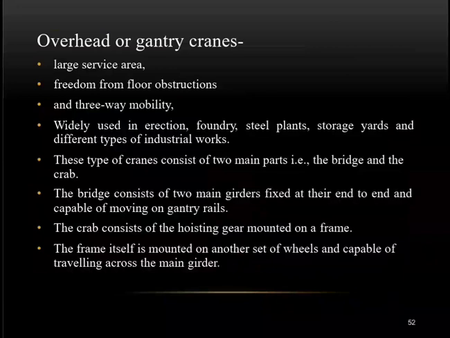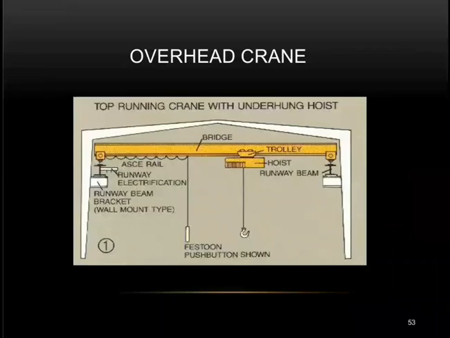This type of crane consists of two main parts, namely the bridge and the crab. The bridge consists of two main girders fixed at their ends and capable of moving on gantry rails. The crab consists of hoisting gear mounted on a frame. The frame itself is mounted on another set of wheels and capable of traveling across the main girder. So here you can see the schematic diagram of an overhead crane.